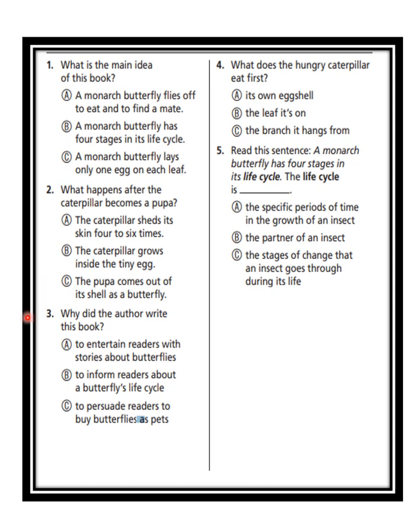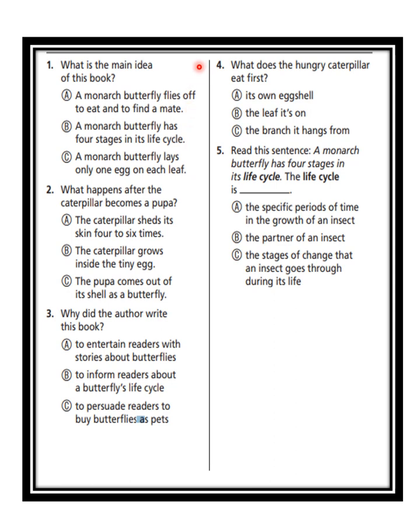Let's look at question number 3. Why did the author write this book? To entertain readers with stories about butterflies? Was it to inform readers about a butterfly's life cycle? Or was it to persuade readers to buy butterflies as pets? Why did the author write this book? To entertain, to inform, or to persuade? If you said B, to inform, you are absolutely correct. Good job. Let's go to question number 4.